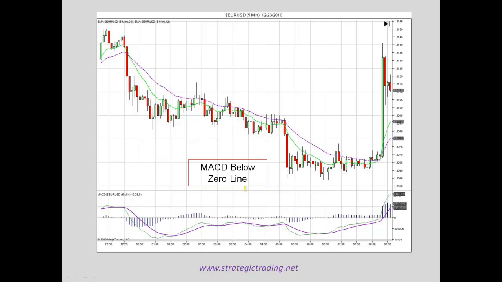Now, the exact opposite happens when the MACD is in fact below the zero line. Take a look here again. It is consistently below the zero line on this chart. And what do we see happening as far as prices? Prices are in fact in a very bearish trend. They continued to drop. So keep that in mind. You always want to be attentive to where the MACD is relative to the zero line.